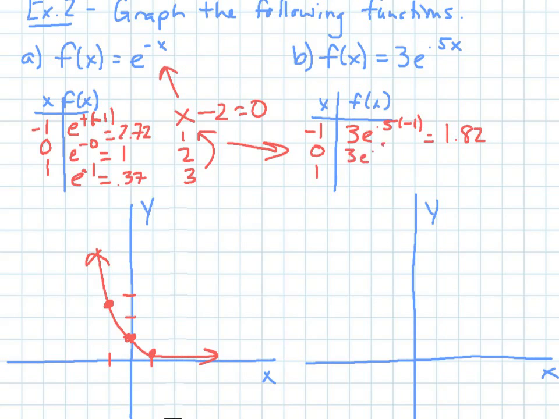Here, if I plug in 0, 0 times 0.5 is 0. E to the 0 is 1, so 3 times 1 is going to be 3. And then plugging in the last one, 3 times e to the 0.5 times 1 power, that gives me 4.94.